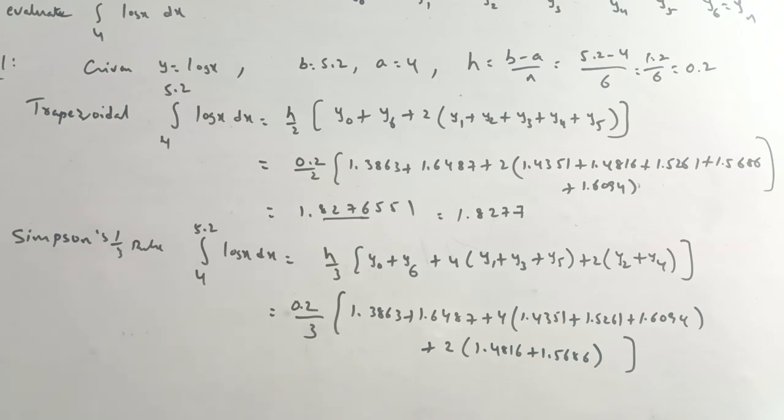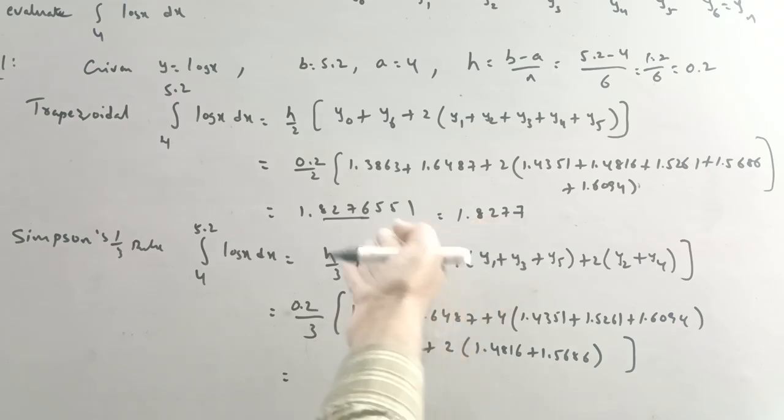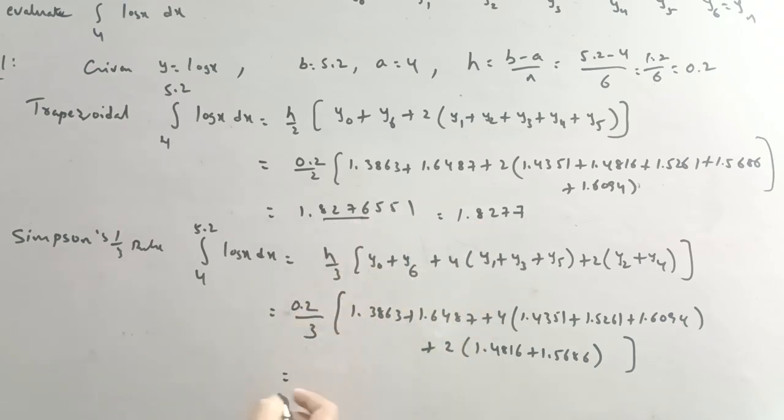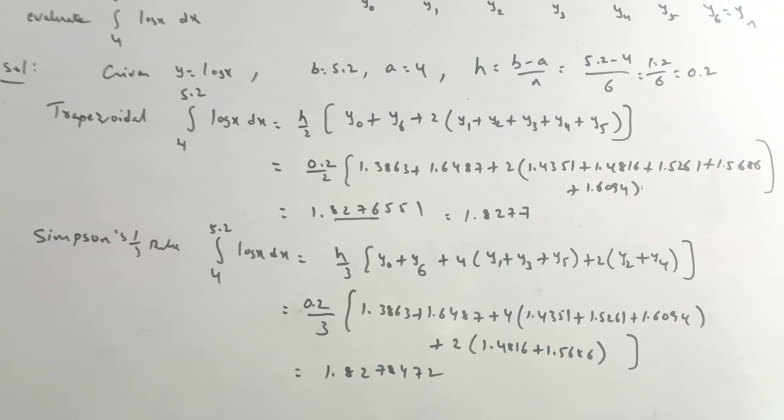So in total, how many ordinates? y0, y6, y1, y3, y5, y2, y4. Okay, using the calculator, I am writing directly from the problem. You use the calculator and check the answer. If one or two digits are a mistake, just correct them. So what am I getting here? 1.8278472.